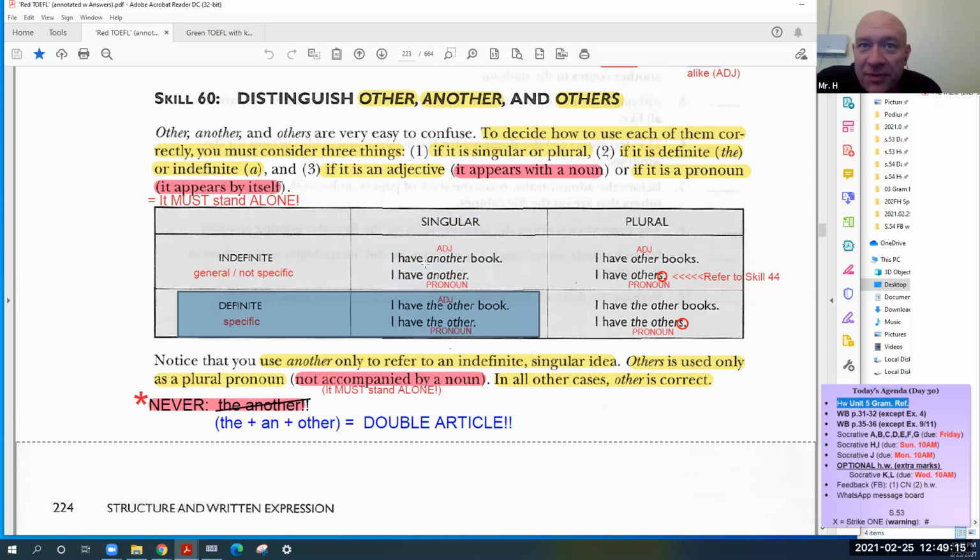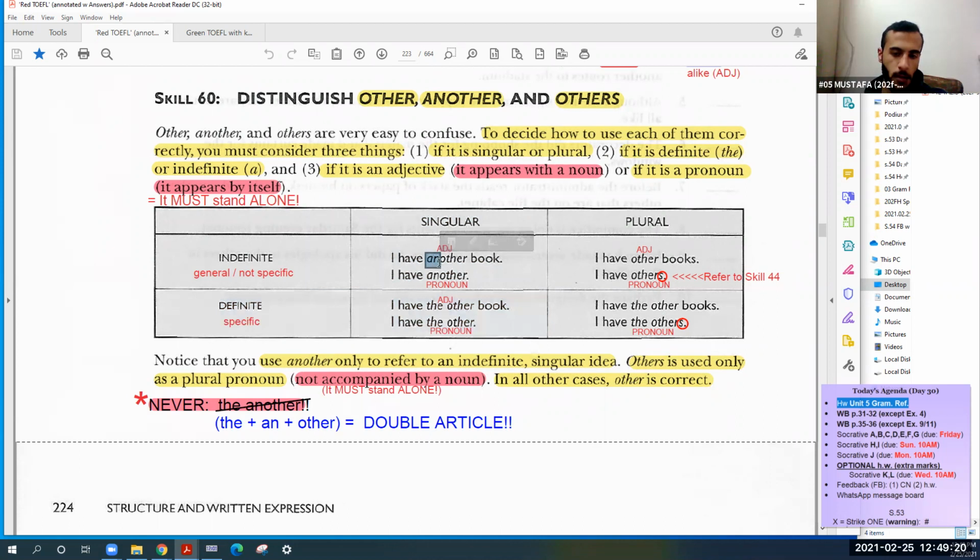You see above? Look above. Why is it another? And here, the other. You see that? What's the difference? Another, the other. You know the book before. The other is a specific book, right? How about another? A different book. Well, we don't know which one, right?